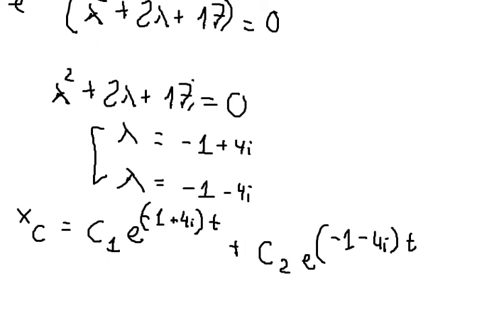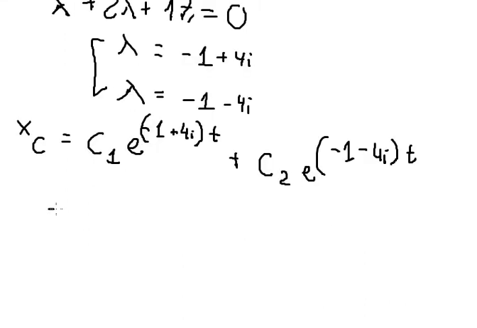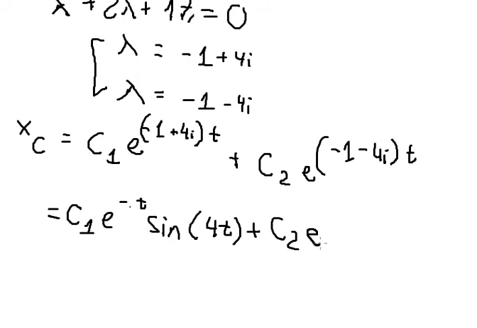Next, because we have the complex number in here, we can write it in this way: C1 e to the power of negative t sine 4t plus C2 e to the power of negative t cosine 4t. And this is the answer for the complementary solution.